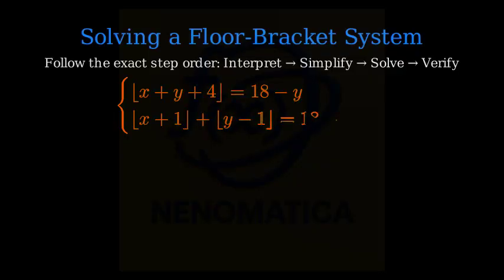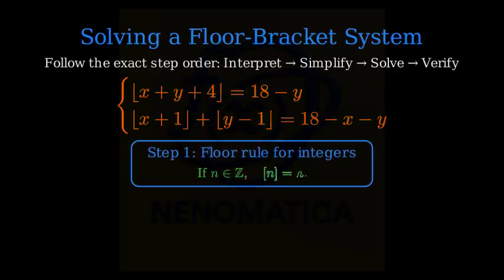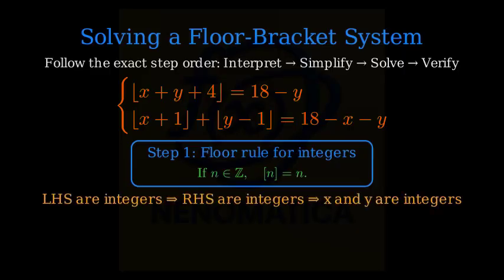Here is the given system. The square brackets denote the floor function. Step 1 will use the key rule that the floor of an integer equals the integer itself. Because the left sides are floors, they are integers. So the right sides must also be integers. This forces x and y to be integers.